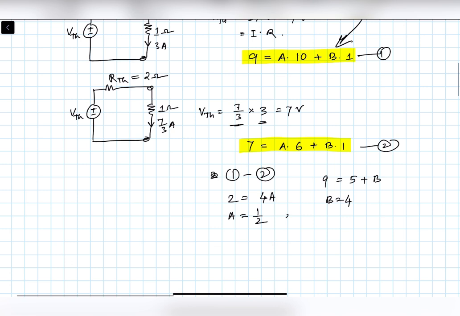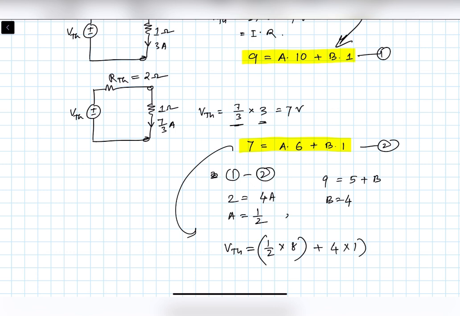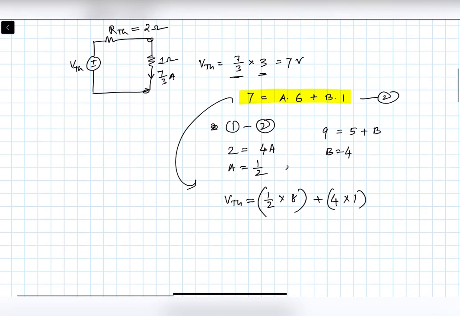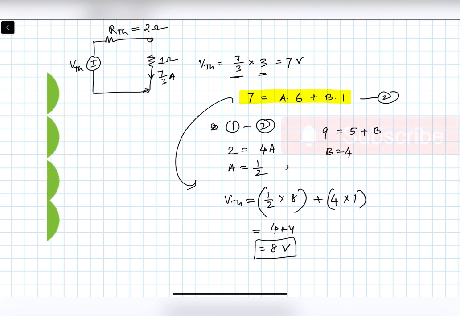Alright, so now if we put this into the equation, VTH is equal to A into 8, so A is half into V changed to 8, and B is 4 and the current is 1. So the answer will be 4 plus 4, that will be 8 volt. Alright, so I hope this is clear.